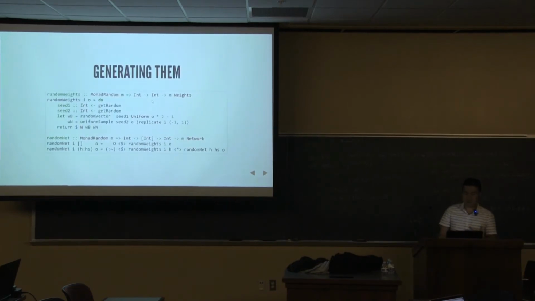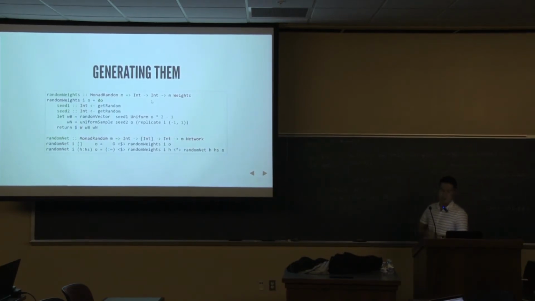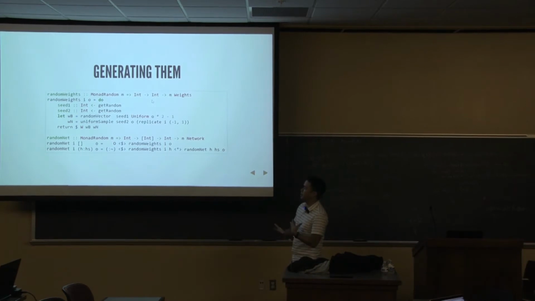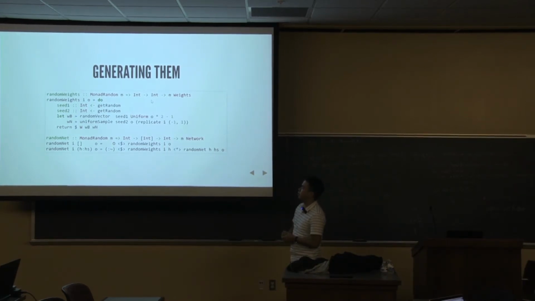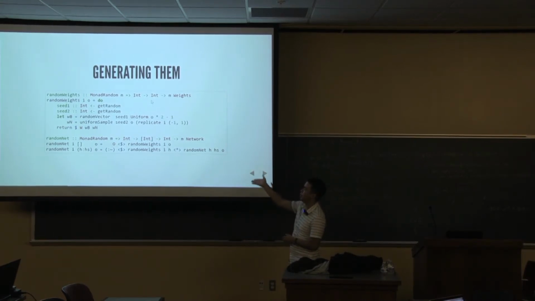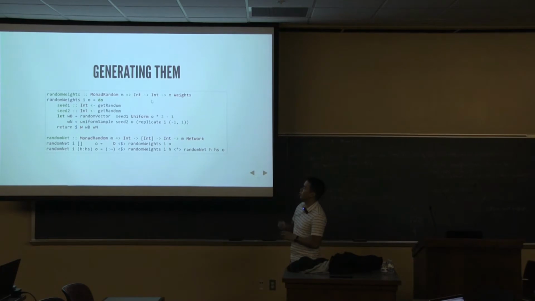And generating vectors randomly. So we're going to use the mwc-random library, but it's basically simple. We can generate random numbers monadically. So HMatrix lets us generate random vectors and random matrices. And the naming is not too intuitive, but just pretend that random vector gives you a random vector given a seed, and uniform sample gives you a uniform random matrix given a seed. This is HMatrix's API for generating random things.